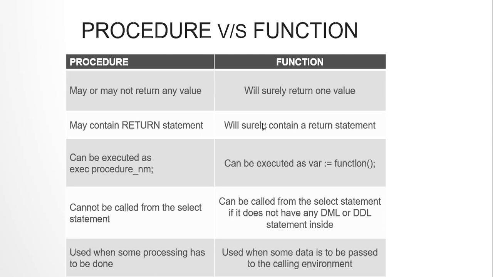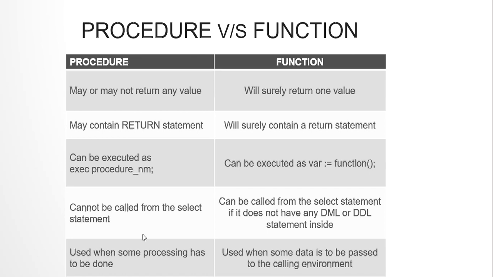Now, a procedure would be executed with executors, such as you can write execute and the procedure name, pass various parameters if there are any, and the procedure would be executed. But for executing a function, you would need a variable to catch what the function returns. If the function is returning a number, you need to have a variable of a number data type, which would be assigned to the function, and then the output of the function would be assigned to that variable.